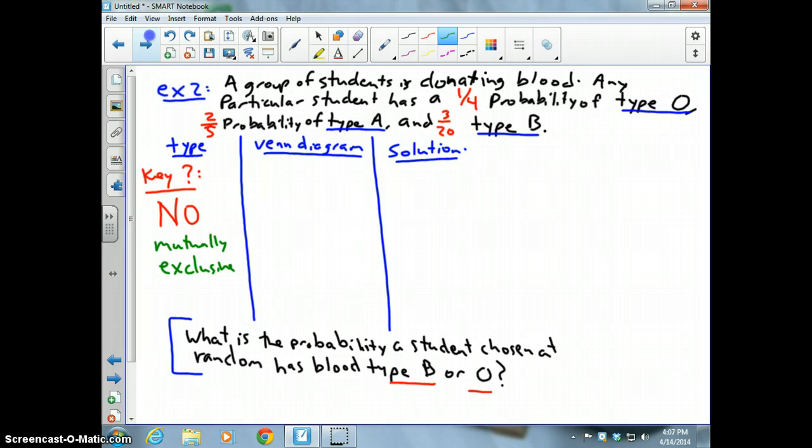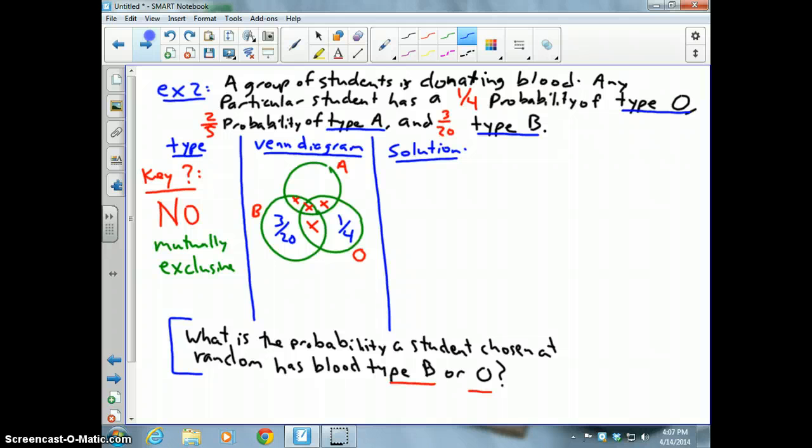All right. Now, Venn diagram. There are 3 blood types. When you draw 3 circles, it's got to look like this. This would be blood type A. This could be labeled blood type B, and this could be labeled blood type O. Well, obviously, there can be nothing in the intersections. What's the probability of having blood type O? This is 1/4. Probability of having blood type B, that's 3/20. And the probability of having blood type A is 2/5.